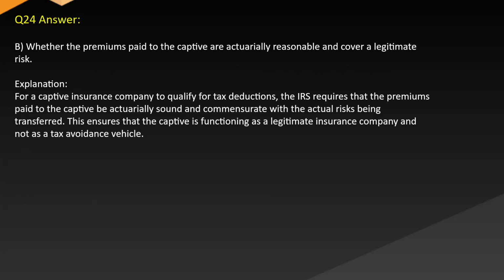Answer. B. Whether the premiums paid to the captive are actuarially reasonable and cover a legitimate risk. Explanation. For a captive insurance company to qualify for tax deductions, the IRS requires that the premiums paid to the captive be actuarially sound and commensurate with the actual risks being transferred. This ensures that the captive is functioning as a legitimate insurance company and not as a tax avoidance vehicle.